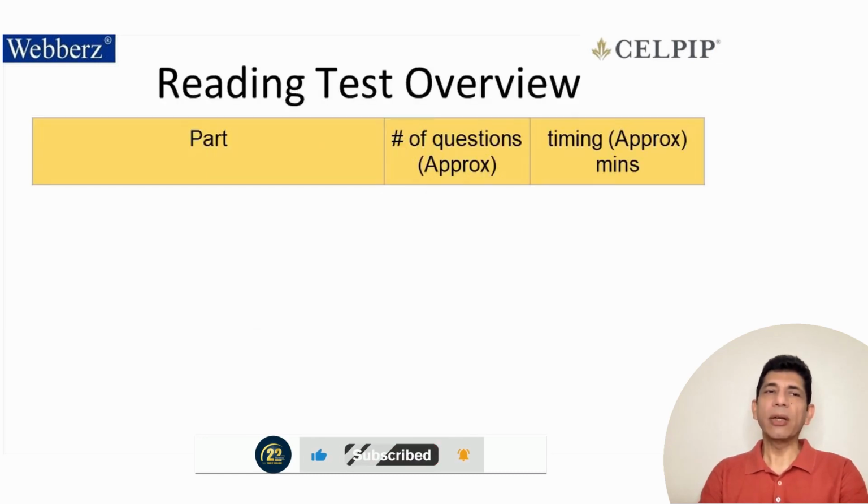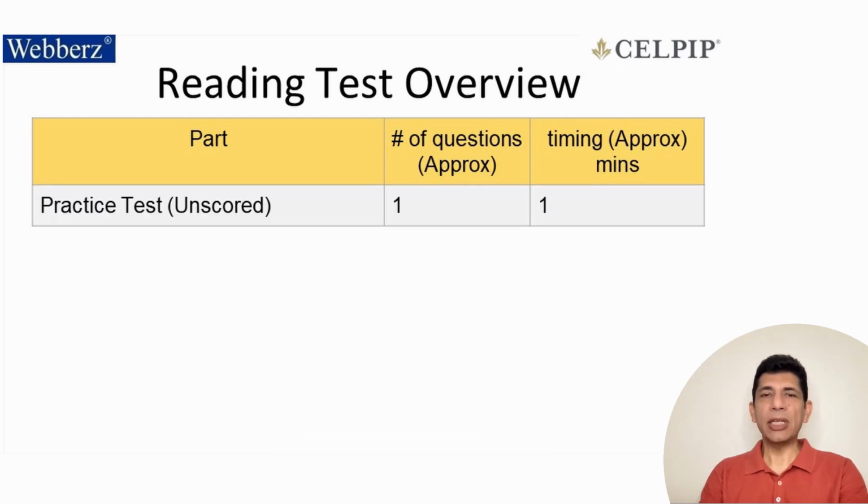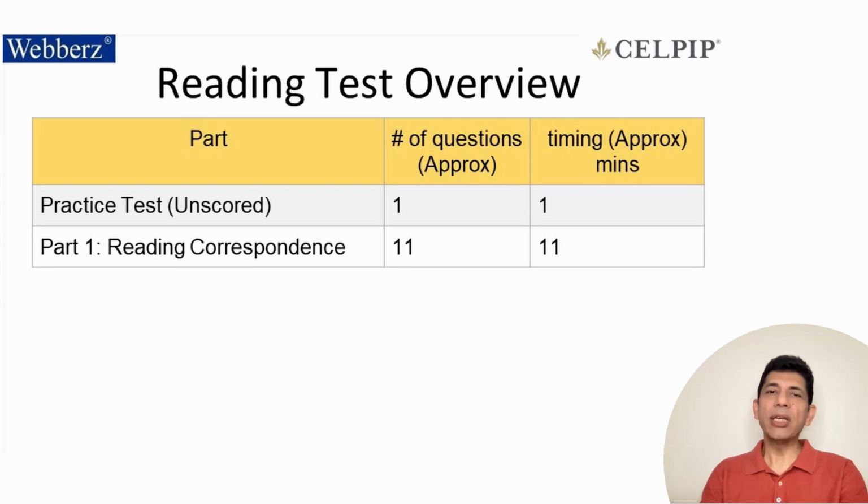Now in reading, there are going to be 5 parts. The first part has only one question and timing is 1 minute. This is an unscored part, but it is a part of the practice test in which you can check out your system if it's working properly or not. Part 1 is reading correspondence. There are 11 questions and the timing is 11 minutes.